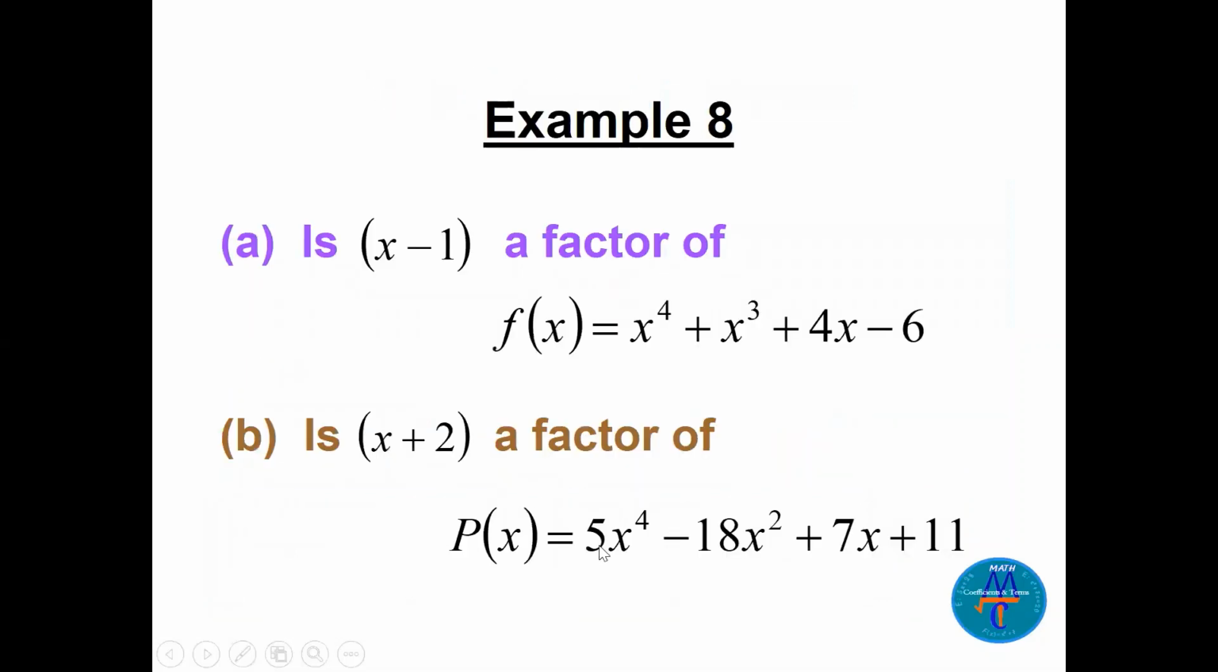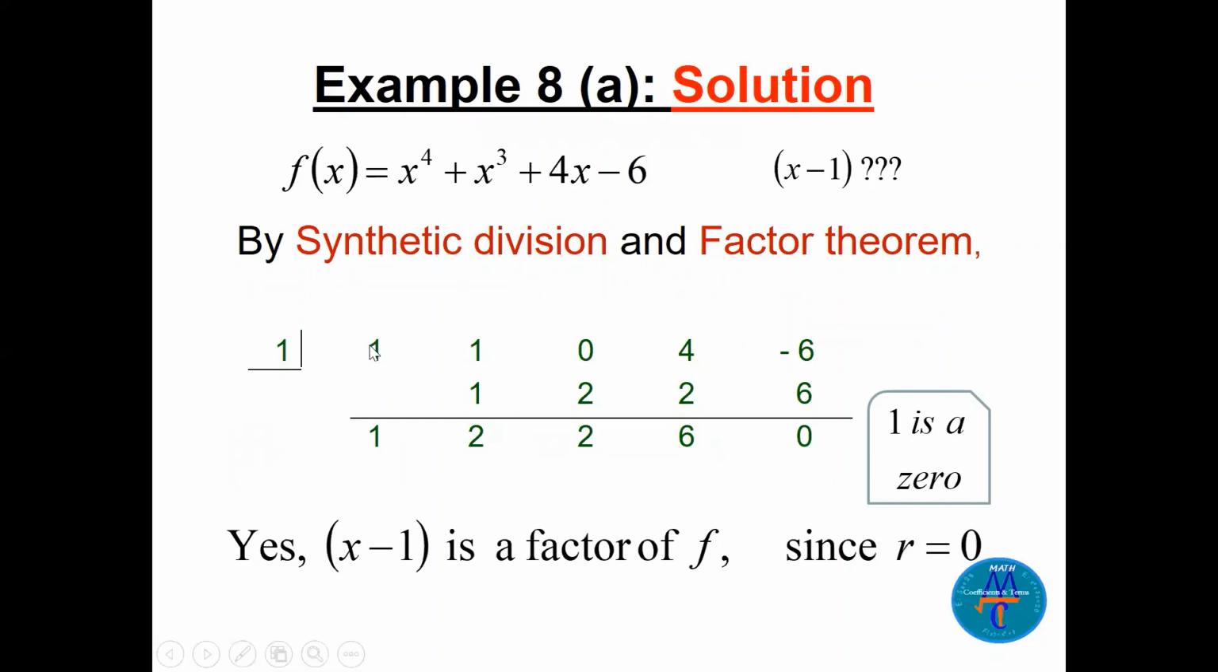Now, easy question really here, number 8, we have two parts. Is x minus 1 a factor? See, we have x power 4, x cubed plus 4x minus 6. So you check the remainder here. You divide by synthetic division by 1, which is the value of c. Check the remainder, the first one. So I put here, remember all the coefficients, 1, 1. See, there's no squared, remember, no squared. So I put 0 for the missing, and then 4 and minus 6.